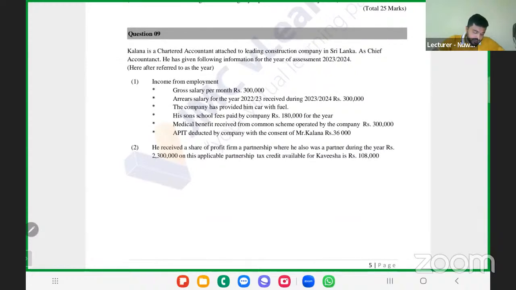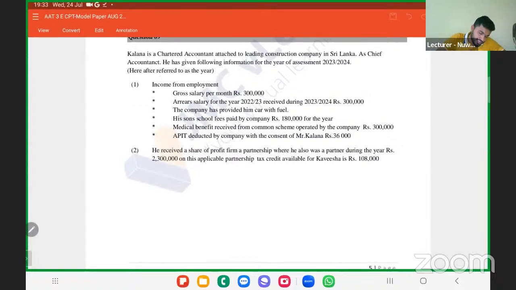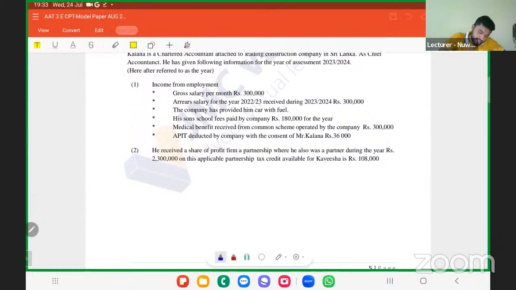So I will start with question number 9. Kalana is a chartered accountant attached to a leading construction company in Sri Lanka as chief accountant. He has given the following information for the year of assessment 2023/24. That is the year of assessment relevant to your exam. The income from employment is given.